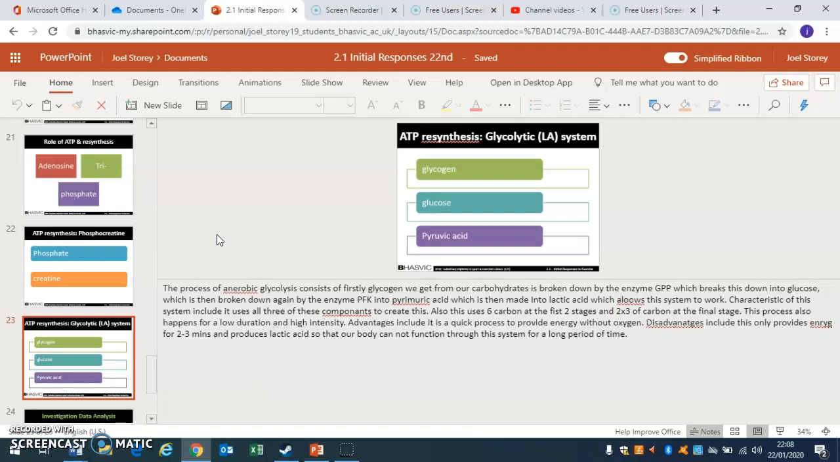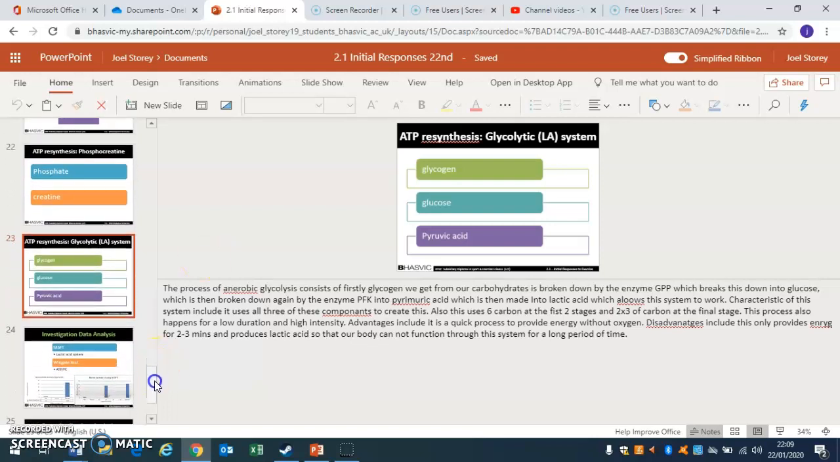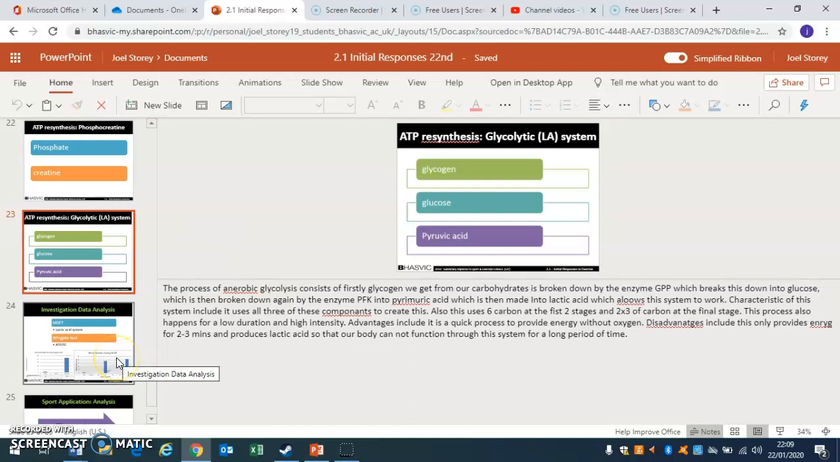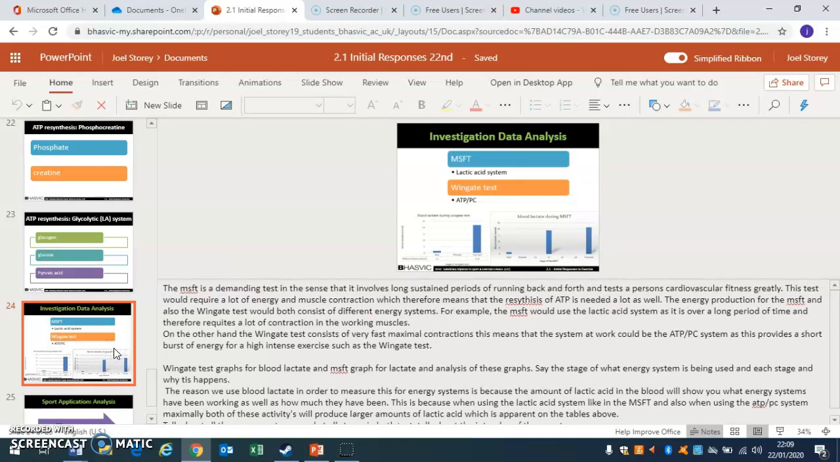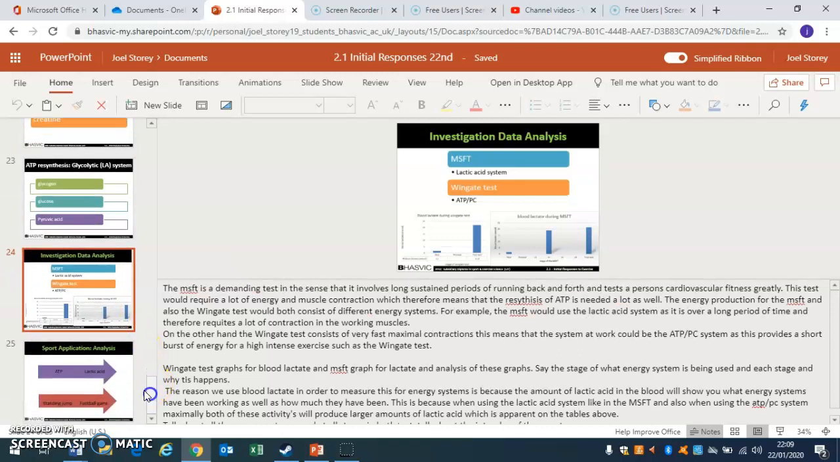However, disadvantages include this only provides energy for 2 to 3 minutes and produces lactic acid so that our body cannot function on this system alone for a very long period of time. However, this is still useful for taking part in things such as the 400 meters, as this provides energy for a good amount of time. However, it does cause a buildup of lactic acid, therefore stops the muscles from being able to use this system on its own for a long time.